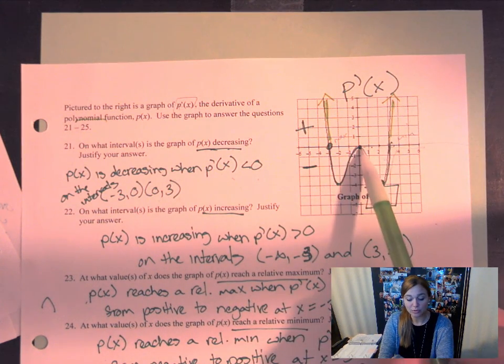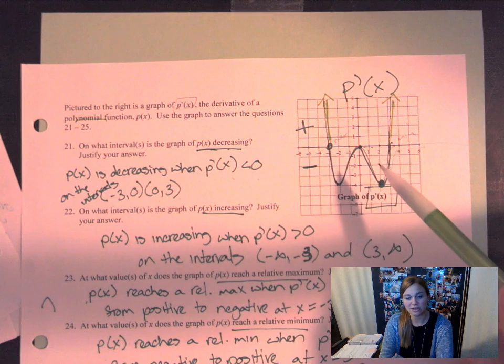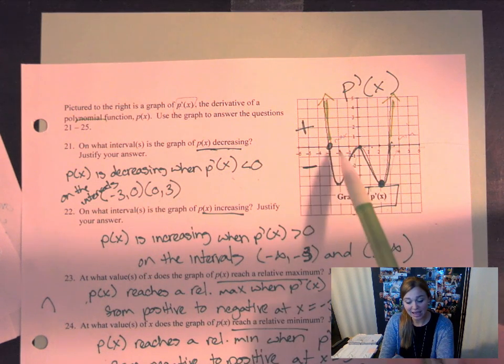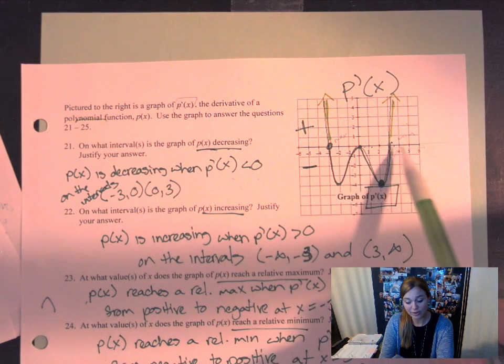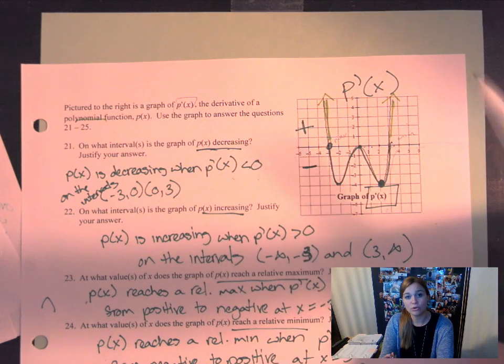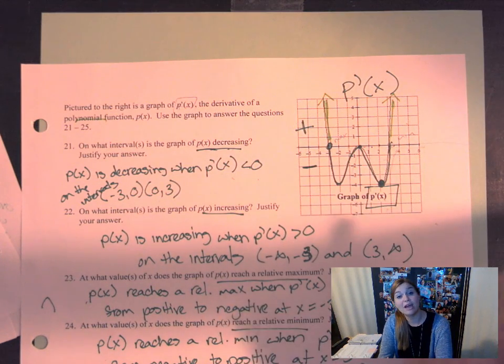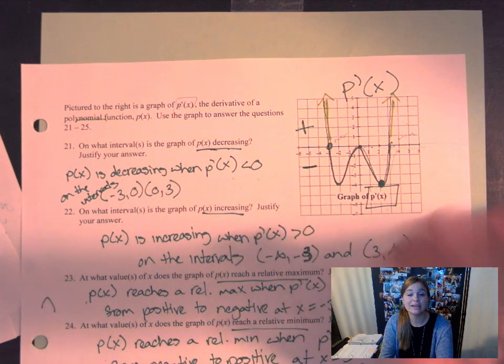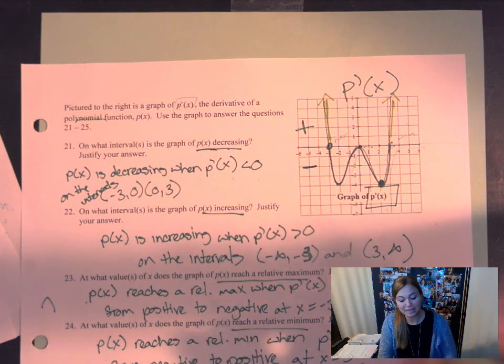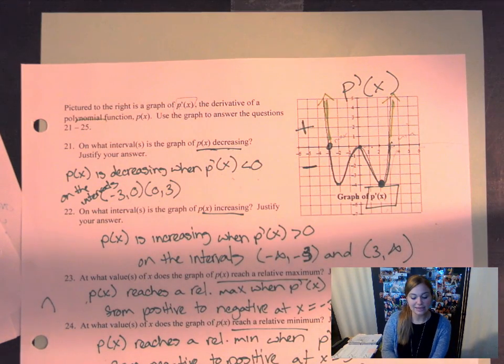Here, I'm going from p prime negative to negative, and it crosses over 0 here. Negative to negative is just a horizontal tangent. Technically, at x equals -3, x equals 0, and x equals 3, there are horizontal tangents for the graph of p of x, where p prime of x is equal to 0. But more specifically, I can say that there's a relative min and a relative max.